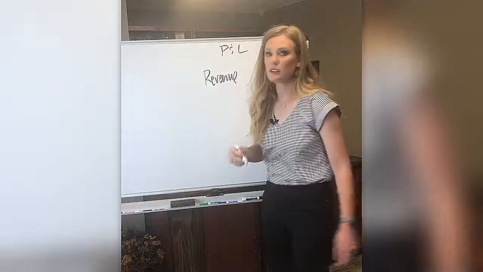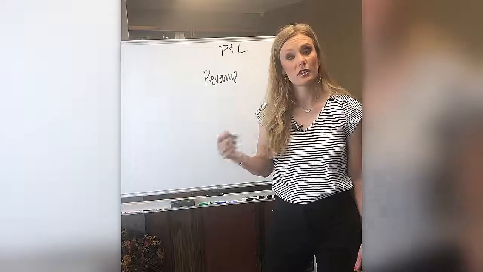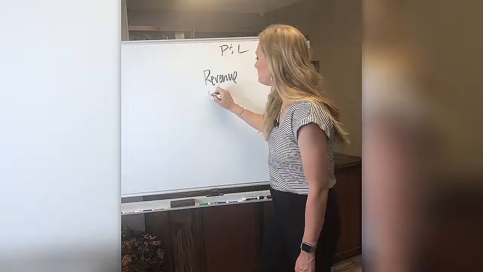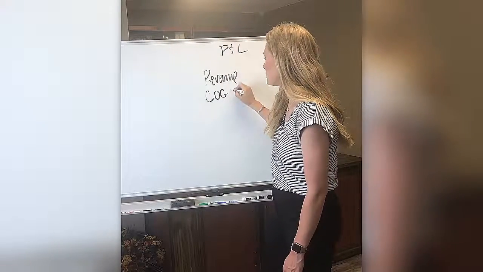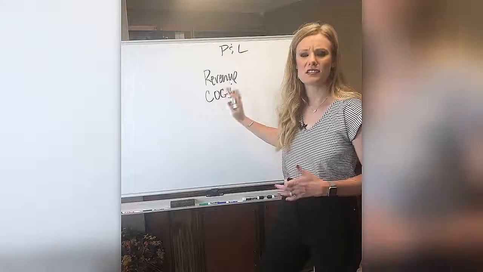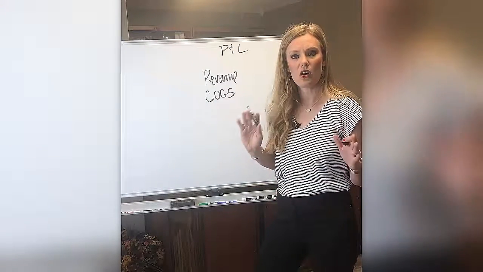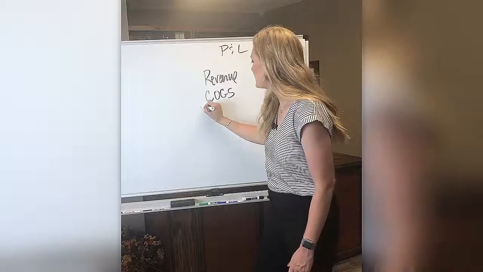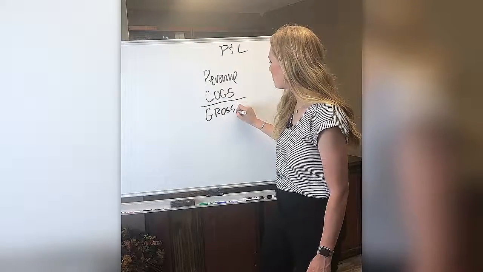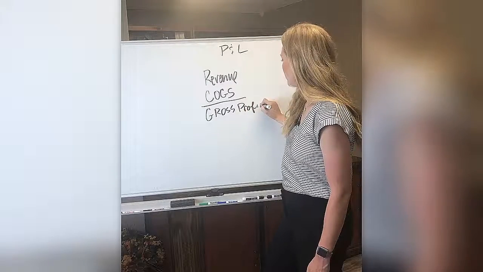Okay, before we move on, it depends on if you're a merchandising company, you're going to have cost of goods sold here. But if you're a service type company, you'll have cost of services or something else. You won't have cost of goods sold. So it depends on the type of entity you have. But we get down to the first top section of this, which is called our gross profit.